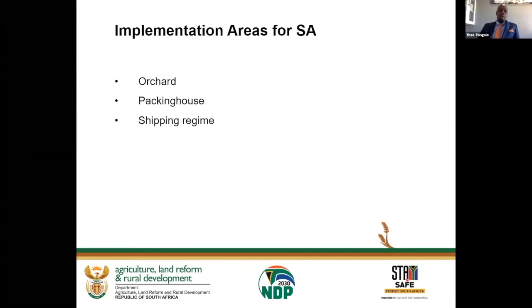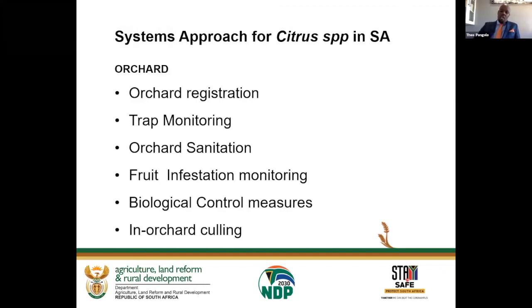So in South Africa, we looked at control points, or the areas where we needed to implement a systems approach that will make sure that we are compliant when we have to export. Number one is the orchard, number two is the packing house, and then we look at the shipping regime at the end of the three approaches. Then we delve down into each, starting with the orchard. Basically, the study that I'm presenting is the citrus that is going to the EU.